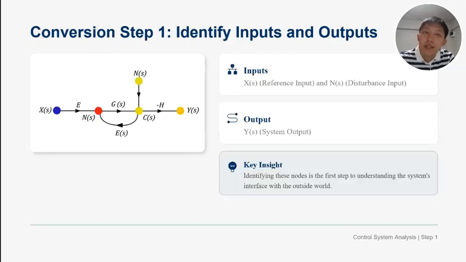Step 1 is to identify the input and the output nodes. In this graph, we have two inputs. X(s) is the reference input, and N(s) is a disturbance input. The output is Y(s).